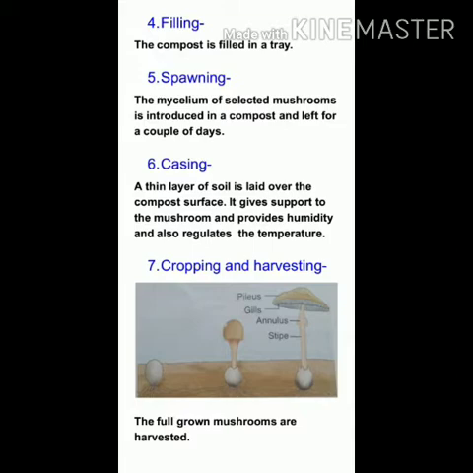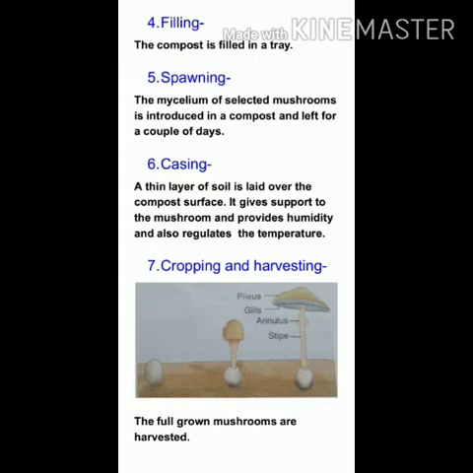Next is casing. Casing means a thin layer of soil is spread over the compost surface. On the trays containing the compost with mushroom mycelium, we spread a thin layer of soil. The function of this soil is to give support to the mushroom, provide humidity and regulate the temperature. With proper temperature and humidity, the mushrooms grow properly.